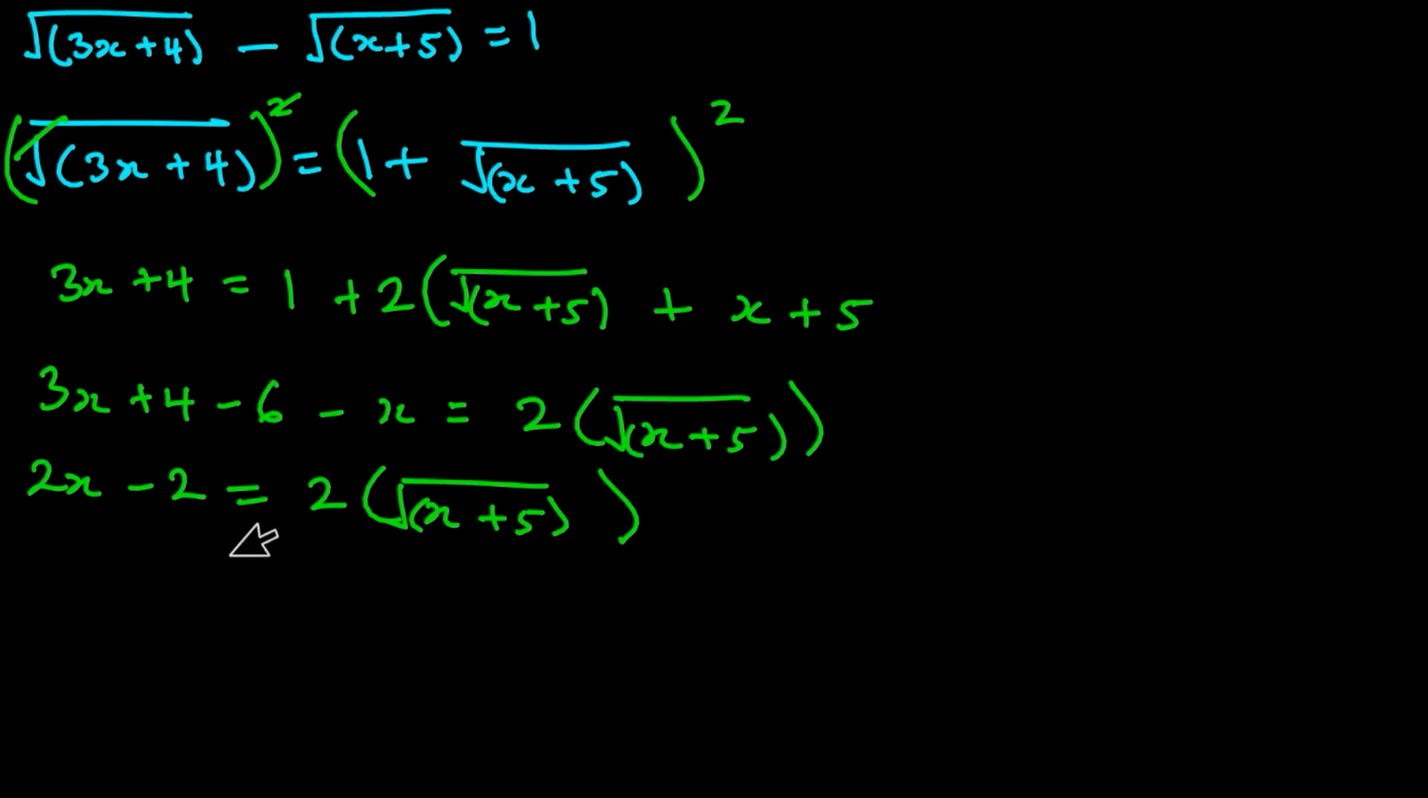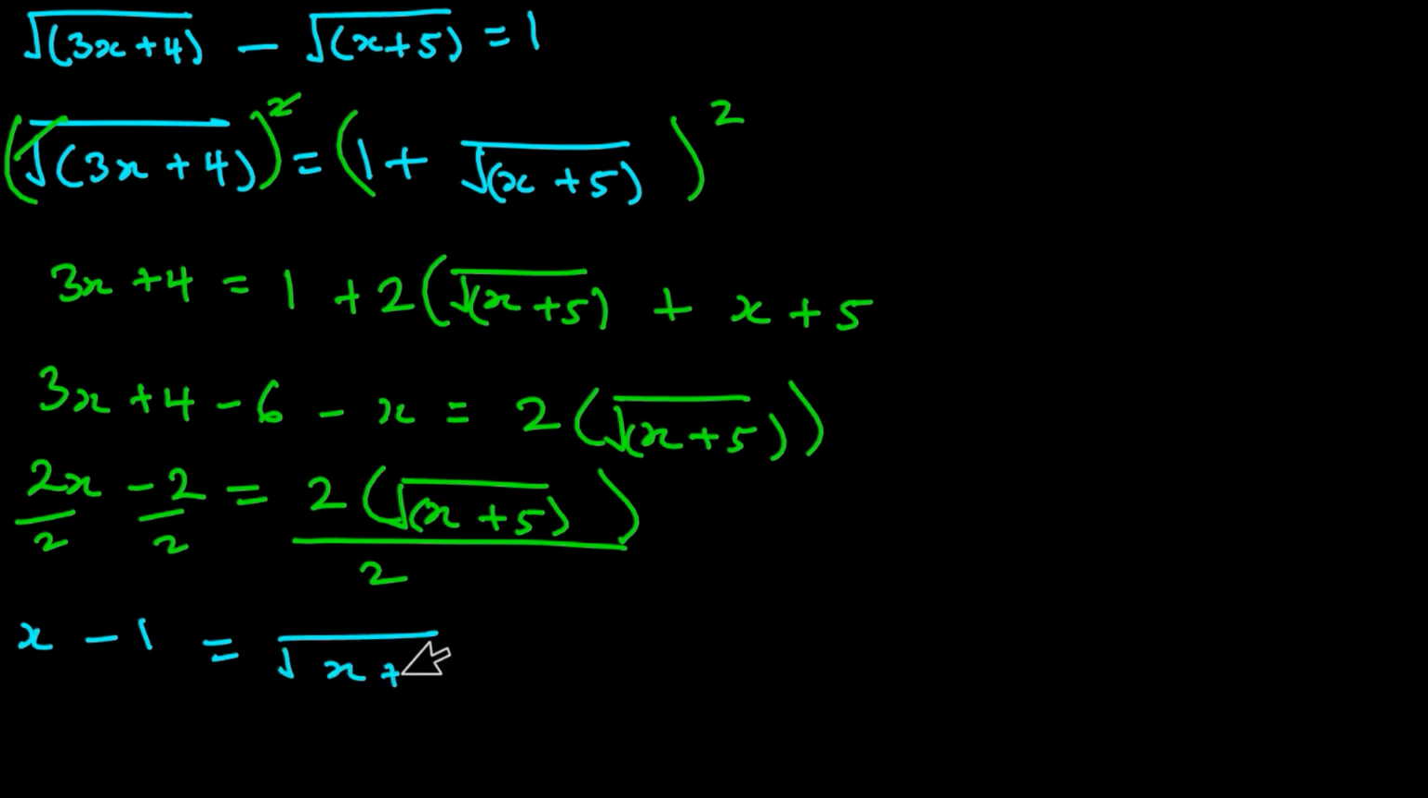Right. So as you can see, we have 2 here, and then 2 here as well. So this means that I can divide each side of the equation by 2. So we have this one by 2, this one by 2, and then the whole of this by 2. So that we have x minus 1 is equal to square root of x plus 5. Right. So to eliminate this square root, I need to square each side again.